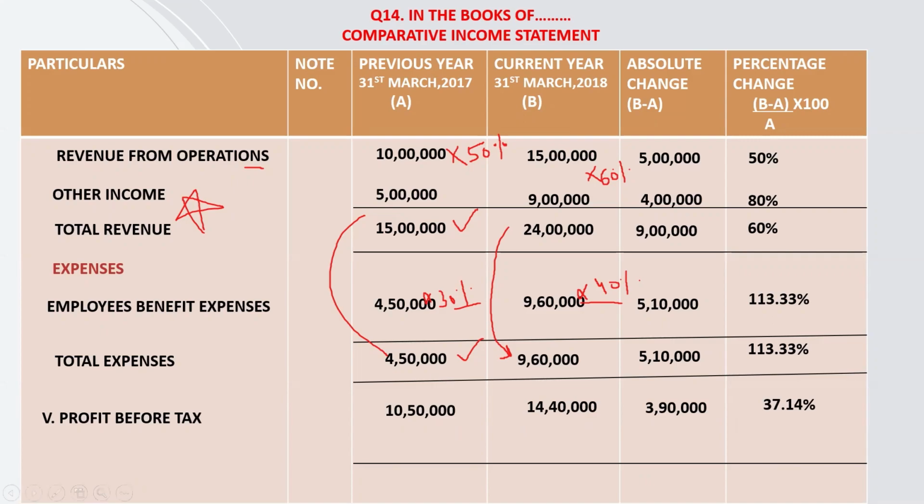37.14%. As I said earlier, if the tax rate is the same, 40%, and you calculate tax at 40% on 10,50,000 and on 14,40,000, this 40% tax is calculated on profit before tax. So 40% of 10,50,000 is 4,20,000. 40% of 14,40,000 is 5,76,000. When you do this calculation, you will get the difference, which is 1,56,000.